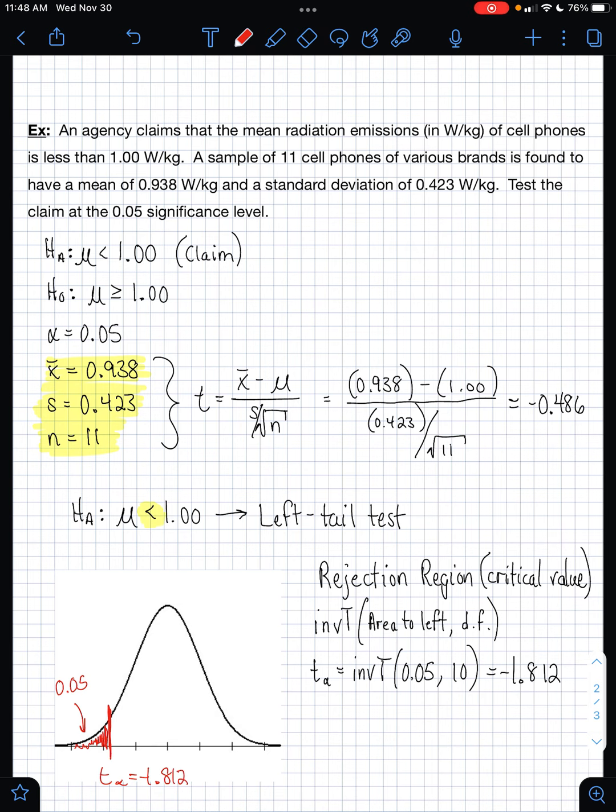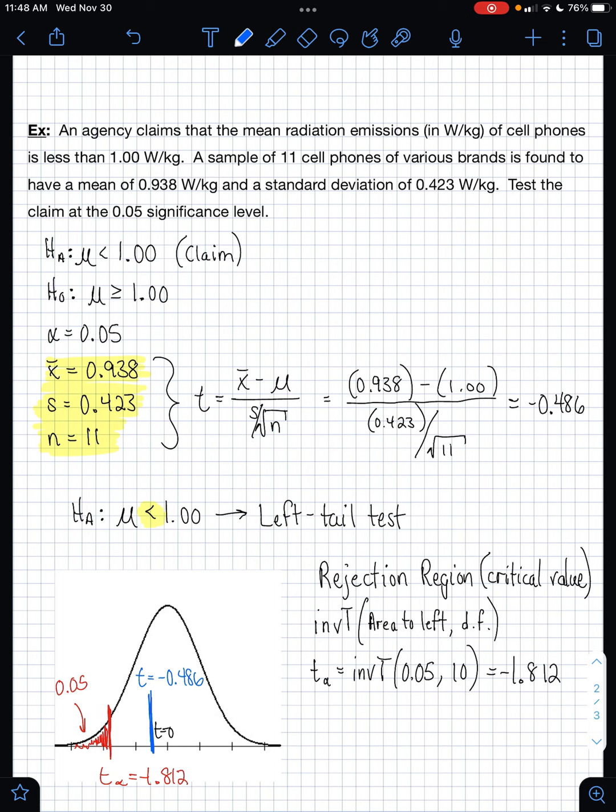What we can do now is compare the t value from our test statistic to the critical t-value. The idea being that a t-value of 0 is right in the middle and would be if we had a test statistic that is exactly equal to our claimed mean. So a t-value of negative 0.486 would be about here. This is where our sample data is. Our sample data showed a value fairly close to the claimed mean.